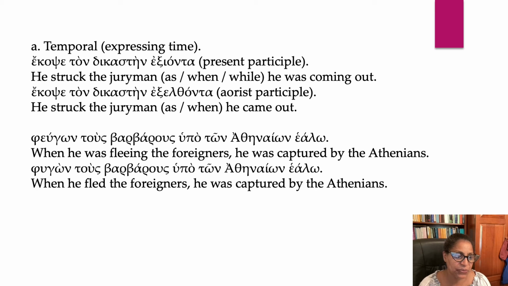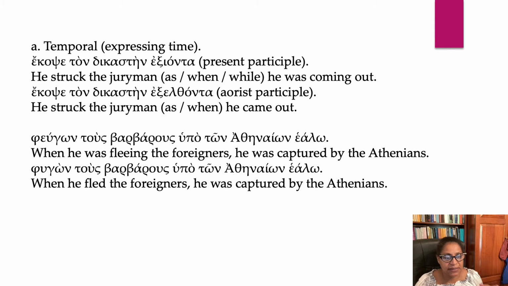Here is another example with pheugon and phugon. Here again, it's a nuance. The emphasis is on the process of fleeing. So when he was fleeing, while he was fleeing, the Athenians captured him. While he was running away, in the process of running away, he was captured. Whereas here, with the aorist, it's slightly different: when he fled, or as soon as he fled, basically, as soon as he got out, he was captured by the Athenians.